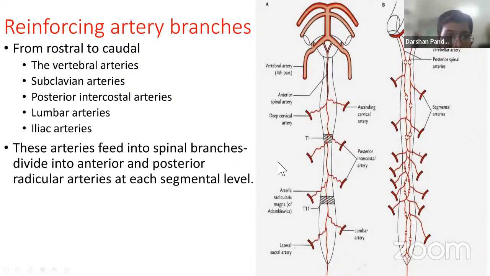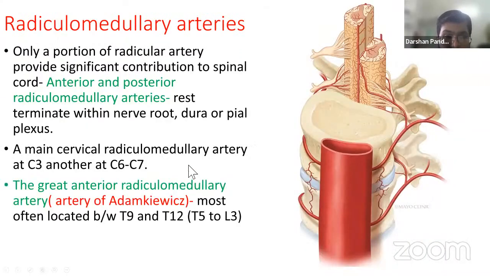Here you can see the reinforcement, and these arteries feed into the spinal branches, which divide into anterior and posterior radicular arteries at each segment level. Only a portion of these radicular arteries provide a significant contribution to the spinal cord, that is the anterior and posterior radiculomedullary arteries. The rest of the radicular arteries terminate within the nerve root, dura, or pial plexus. The main cervical radiculomedullary artery is at C3, another at C6, C7. The artery of Adamkiewicz, the great anterior radiculomedullary artery, is most often located between T9 and T12. The range is from T5 to L3, but between T9 and T12 it is most common.